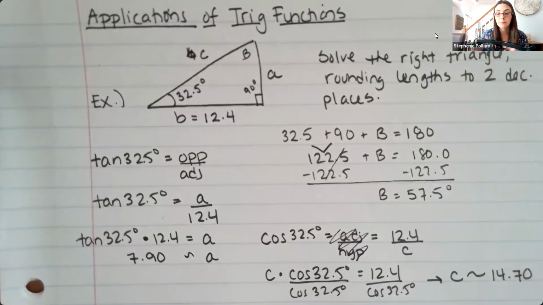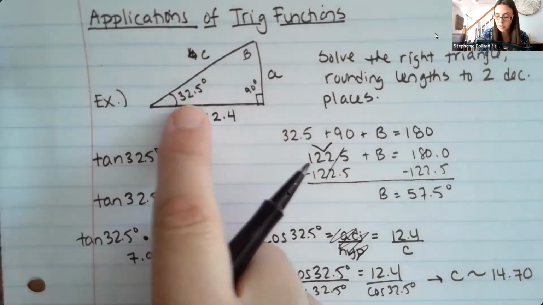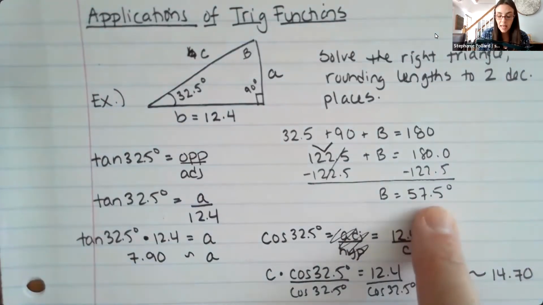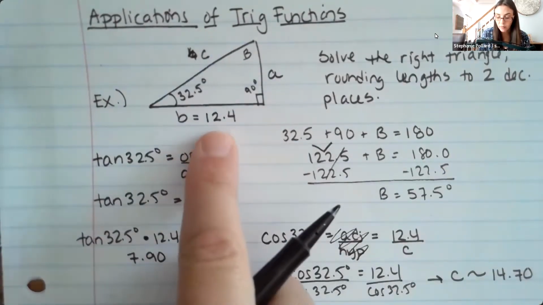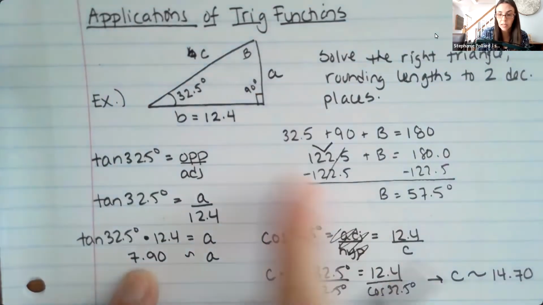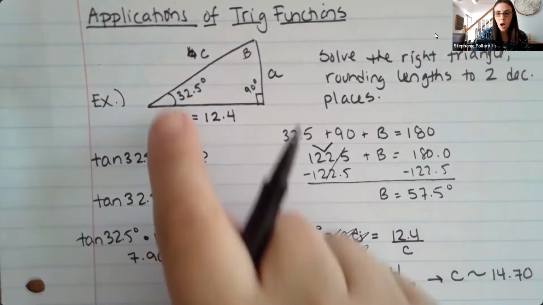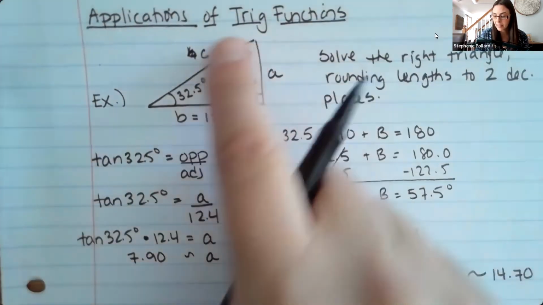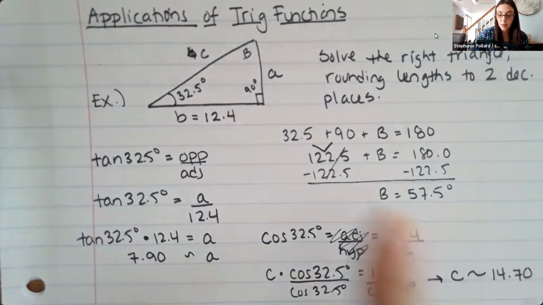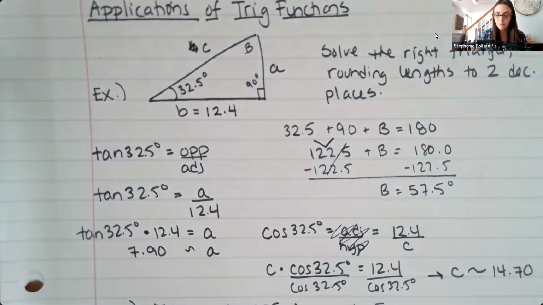Right? So we're done. We have our 3 angles, right? 32.5 degrees, 90 degrees, and 57.5 degrees. And I have my 3 sides, 12.4. This one we found was about 7.90. And then this one here was 14.70. Another nice check too is just to make sure that your lengths make sense. So your hypotenuse should always be the longest side. And it is here, right? 14.7 is bigger than 12.4 and 7.9. So at least that makes sense. We're in the right direction.